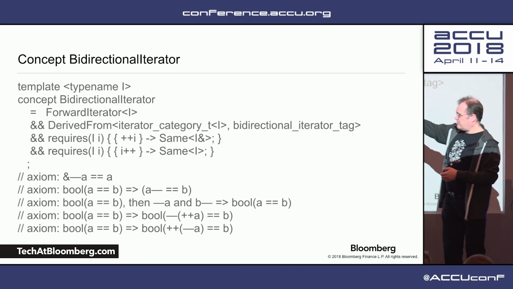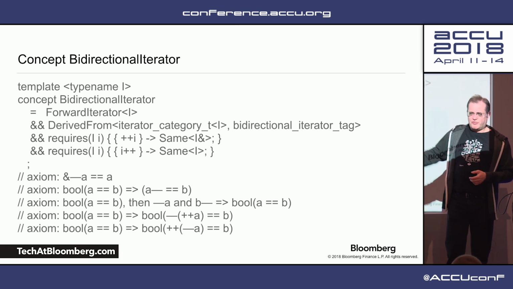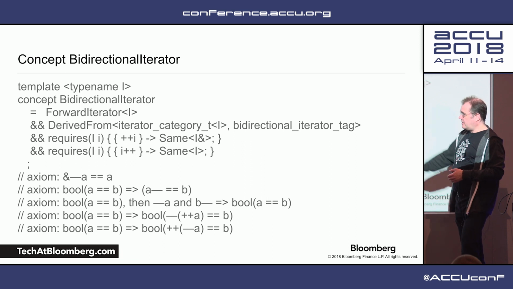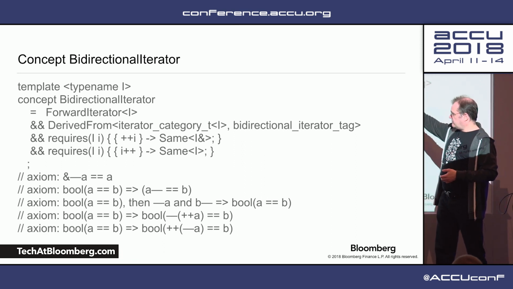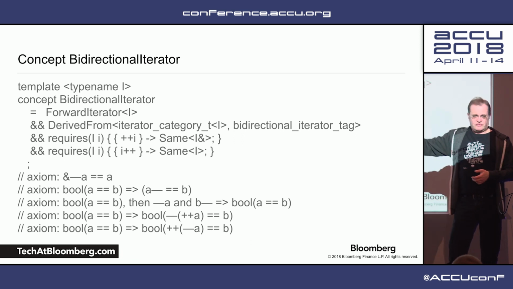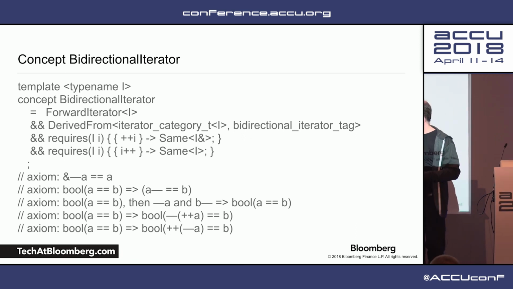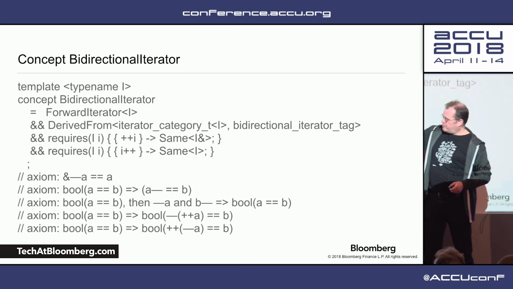This is actually the complete version of how the bidirectional iterator looks in the ranges proposal. The idea is it has to do everything forward iterator does, nothing new over here. Then it has to be derived from bidirectional iterator, and then we have two requires clauses. Reasonably simple. It says, all right, we need to return that, and we need an lvalue. And there's actually more constraints.